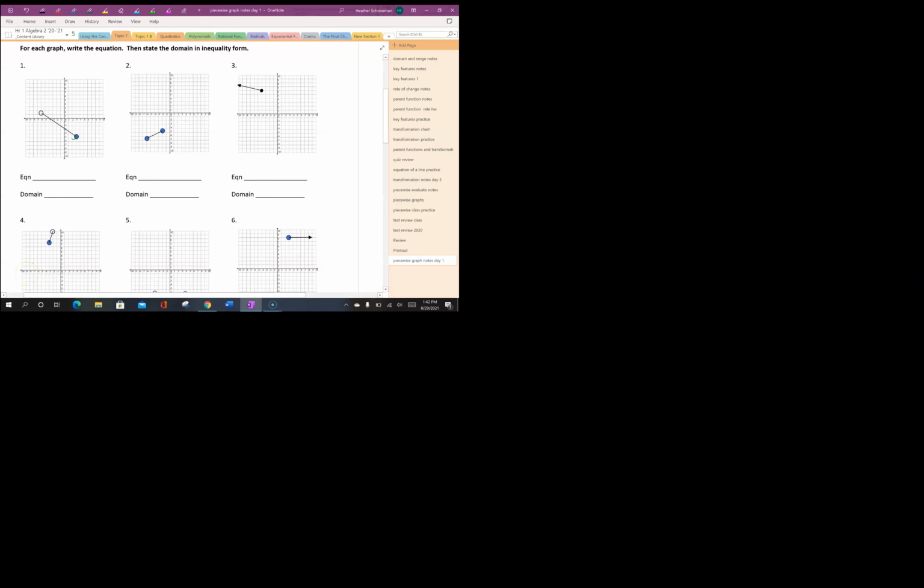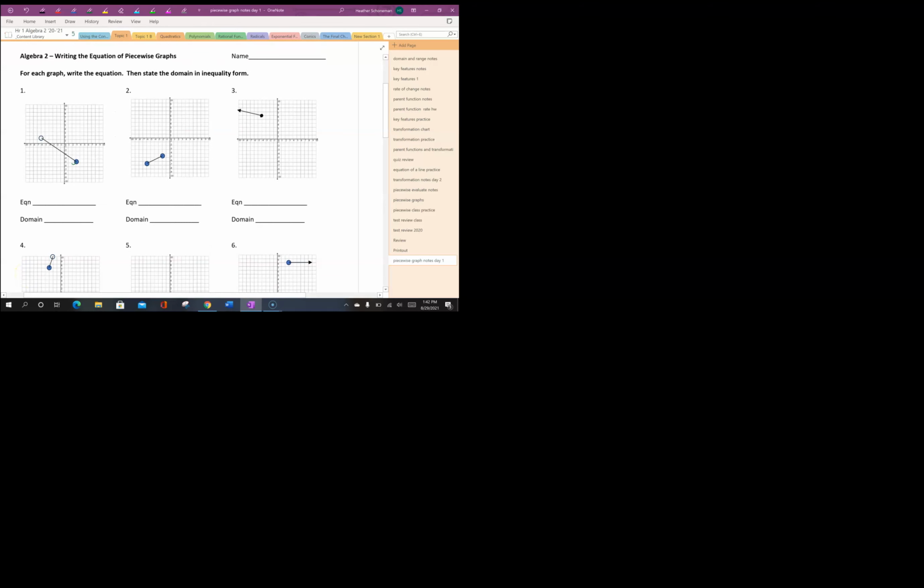Okay, today we're going to be writing equations of piecewise graphs, and this is very similar to what we did last week. We're just going to take it a step further. So remember, when we're writing these, we want to write them in the equation y equals mx plus b, where m is the slope and b is the y-intercept.